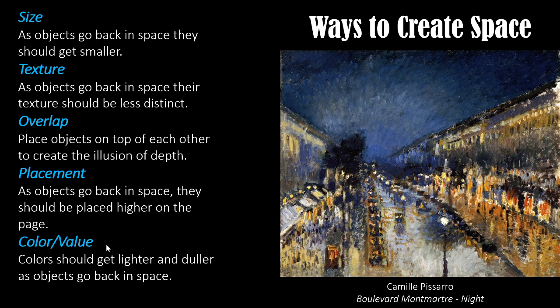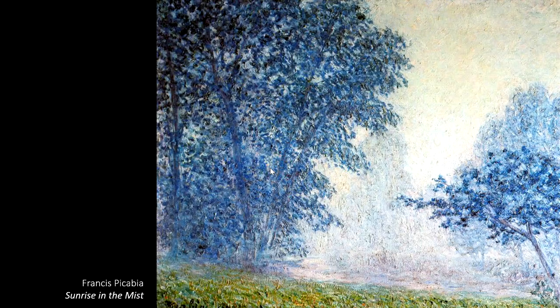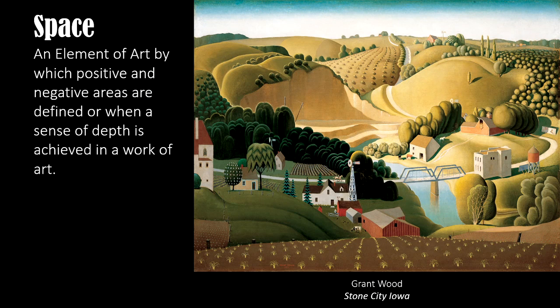Color and value. Things get lighter and duller as objects go back in space. So you can see here it's very vibrant up here close, and as it gets further away, it actually changes color and starts to turn blue and loses some of its vibrancy. So that is space in a nutshell.